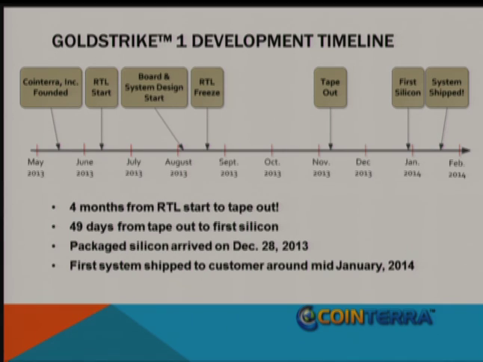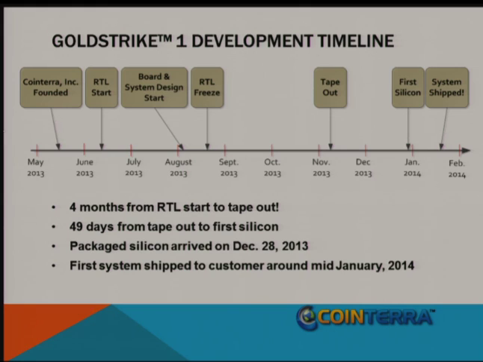Our company, Cointerra, was founded in May 2013 with the goal to build Bitcoin mining hardware with the highest performance and lowest power. Goldstrike 1 is our first Bitcoin mining ASIC processor chip, and this is used in our mining appliance called TerraMiner 4.